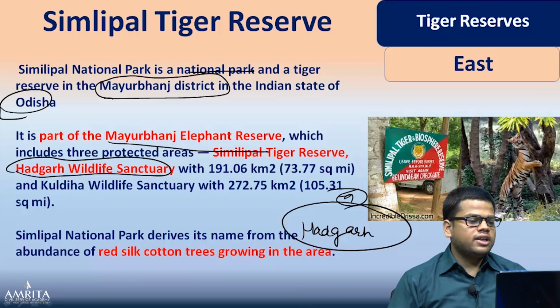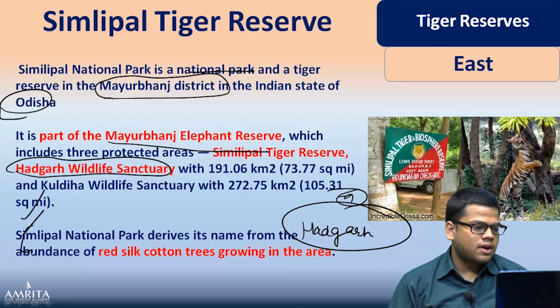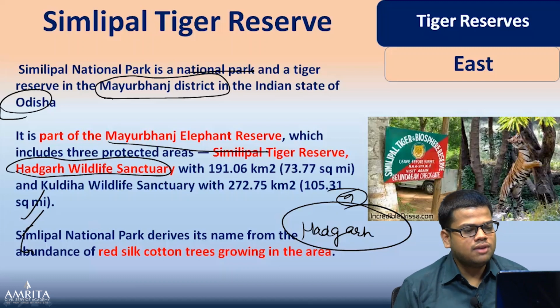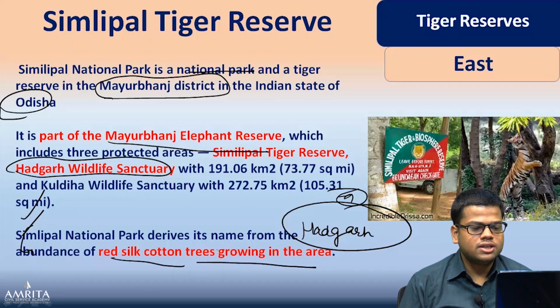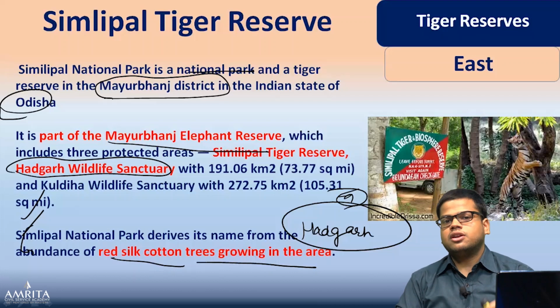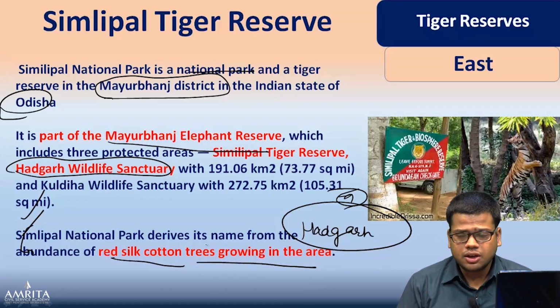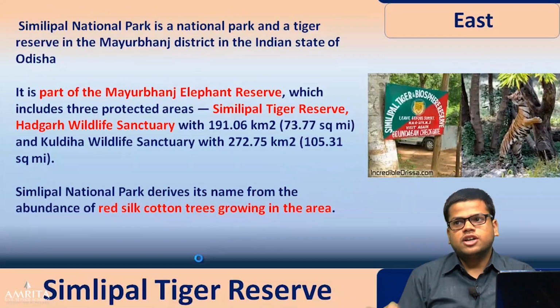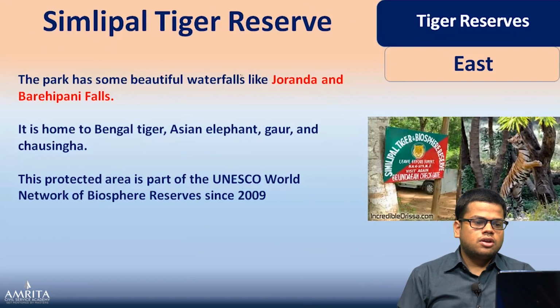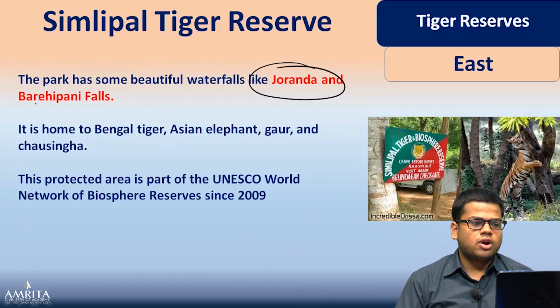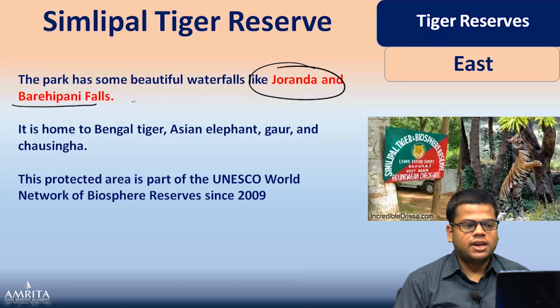Okay, this fact is important. Simlipal derives its name from the abundant red silk cotton trees growing in the area. So many abundant red silk cotton trees are there, so that's why it gets its name. And there are 2 waterfalls, Joranda and Barehipani Falls.